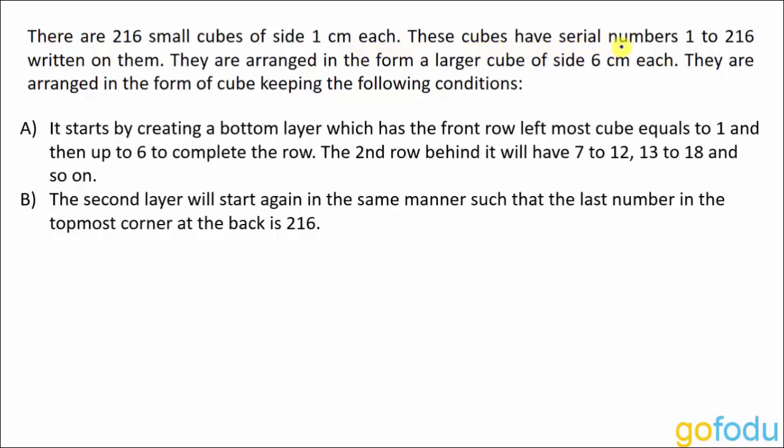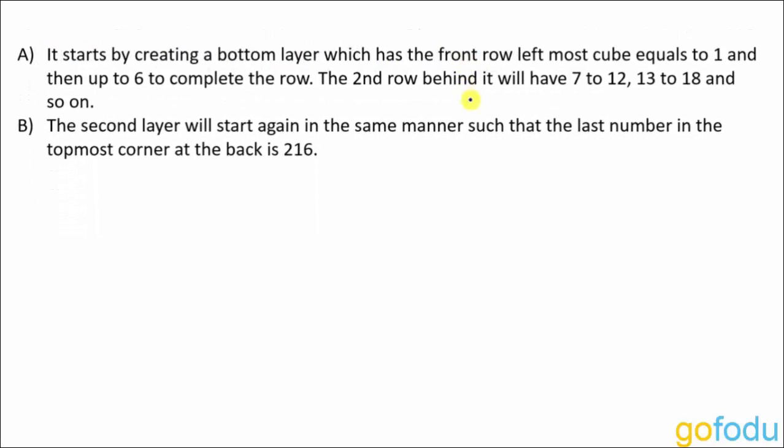These cubes have serial numbers 1 to 216 written on them. They are arranged in the form of a larger cube of side 6 cm each. They are arranged in the form of a cube keeping the following conditions. Before looking at the conditions, let's visualize this.